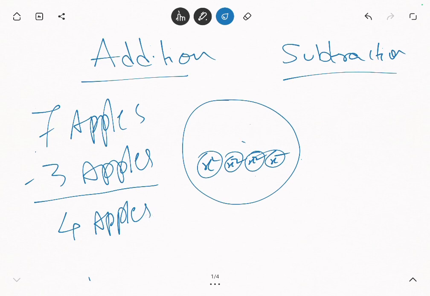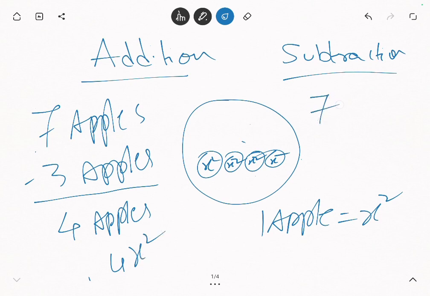Just now I said that in this case, 1 apple is equal to x square. I have given a dummy name, that is x square. So in place of the name apple, I can keep x square. This is what happens when 3x square is subtracted from 7x square. The result is 4x square. I hope you have understood it very well.